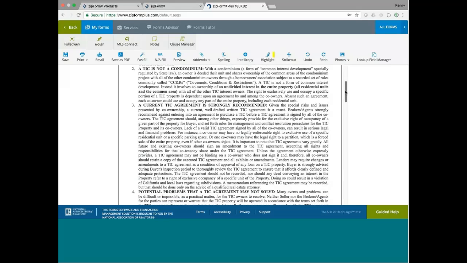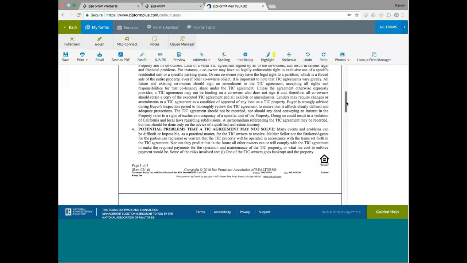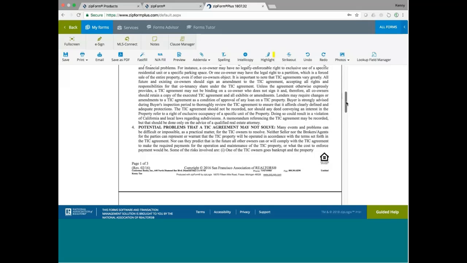A current TIC agreement is strongly recommended. We talked about that. Basically, the buyer needs to make sure that there is a well-written TIC agreement. Potential problems that the TIC agreement may not solve: a TIC agreement does not solve all problems. There are certain things that cannot be solved by a TIC agreement.